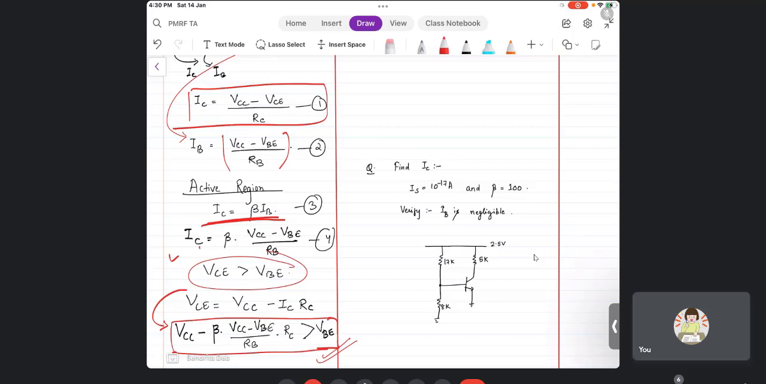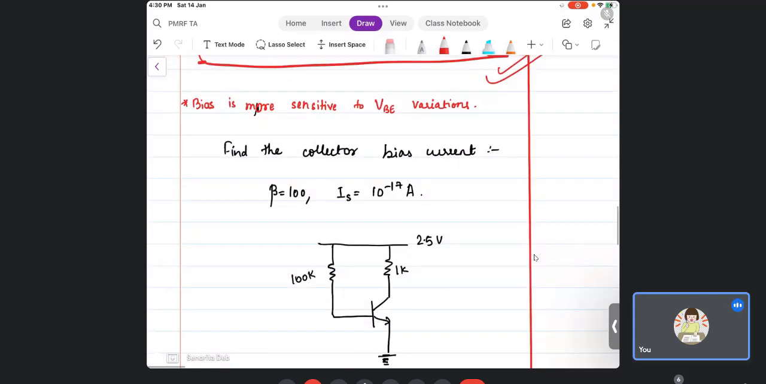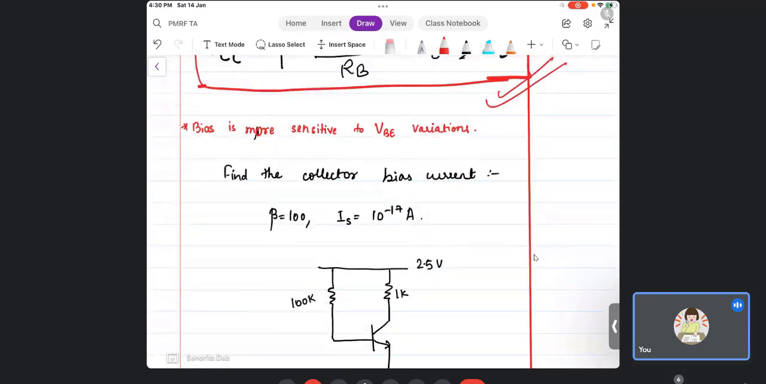Done. Okay, so now this bias is more sensitive to VBE variations. Why? We will see it through the example.